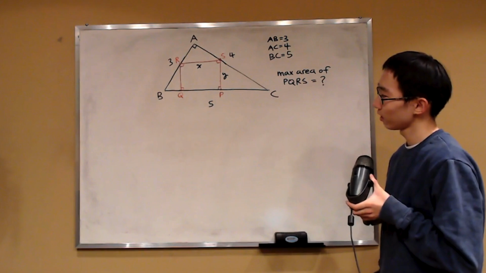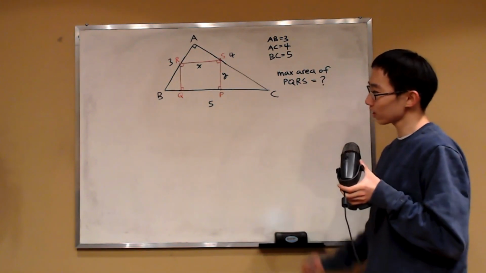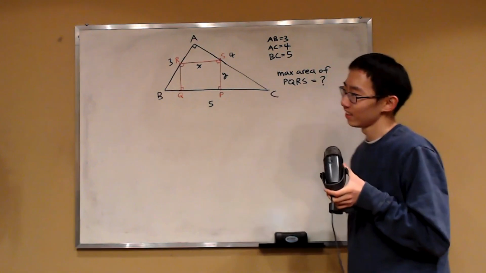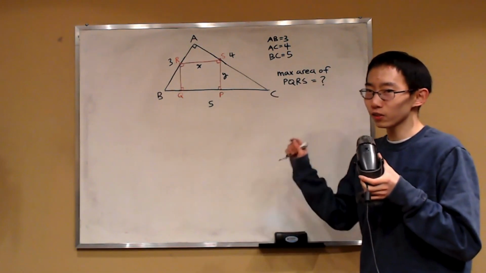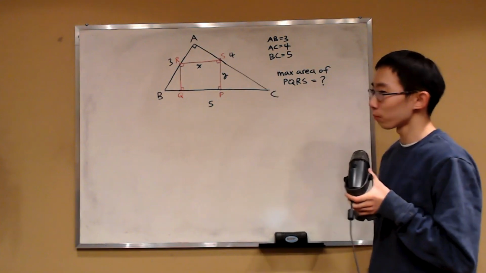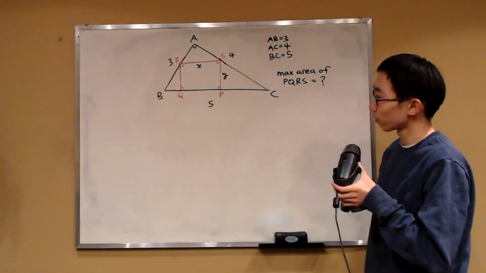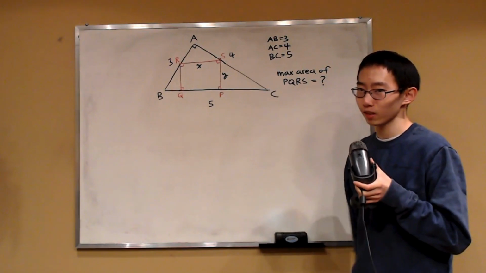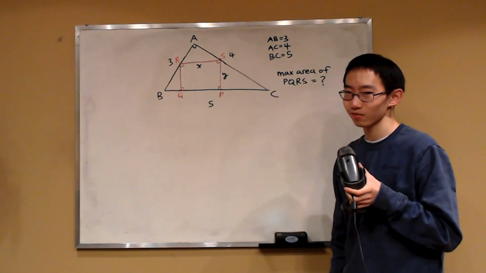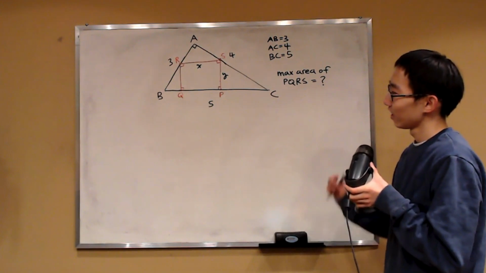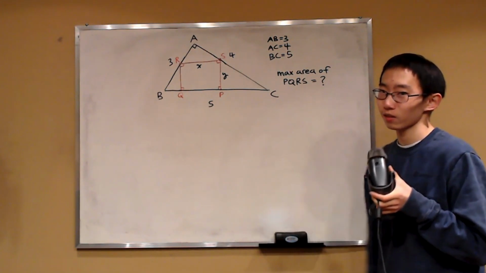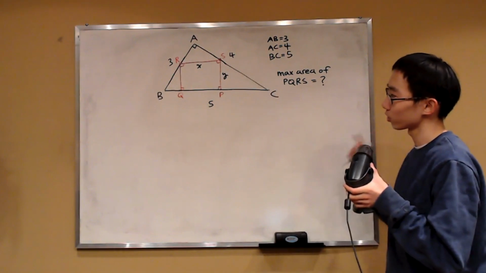Well, looking at this diagram, there doesn't seem to be a straightforward theorem we can apply. But here's the thing. Whenever you see that a configuration forms smaller triangles from a much larger triangle, then it's usually time to think about similar triangles. Check this out. Okay, actually, before we check that out, we're going to find one length, one length before we use similar triangles.